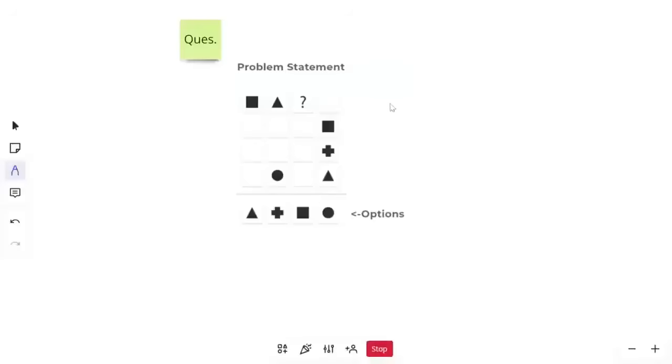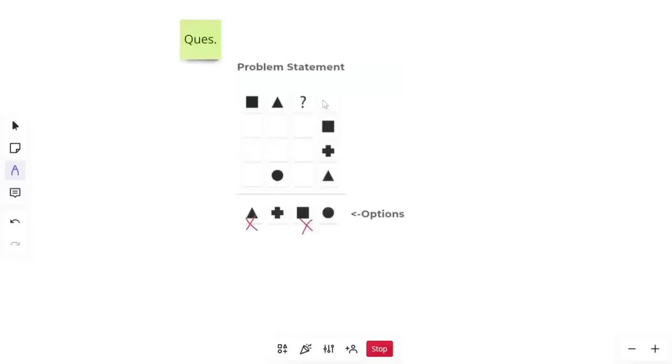Okay. See, the basic concept is one symbol cannot come twice in a row and in a column. So for example, if in this row a triangle is already there, one more triangle cannot come, right? We know that. So let's eliminate triangle as one of the options and square as one of the options, because we have to find what will come in place of the question mark, and triangle and square are already there. So now let's see what can come. Now we are left with plus and circle.